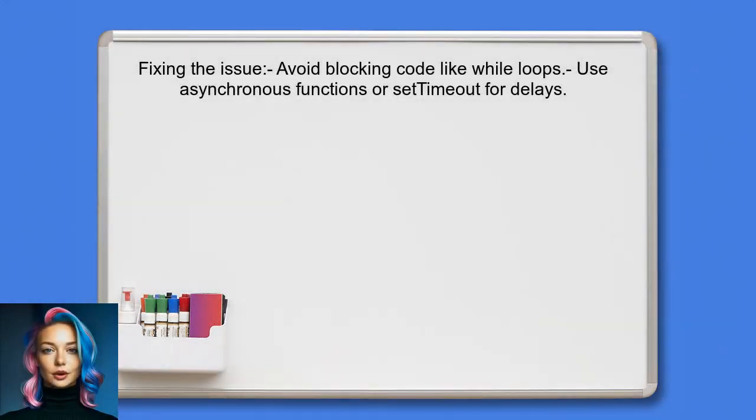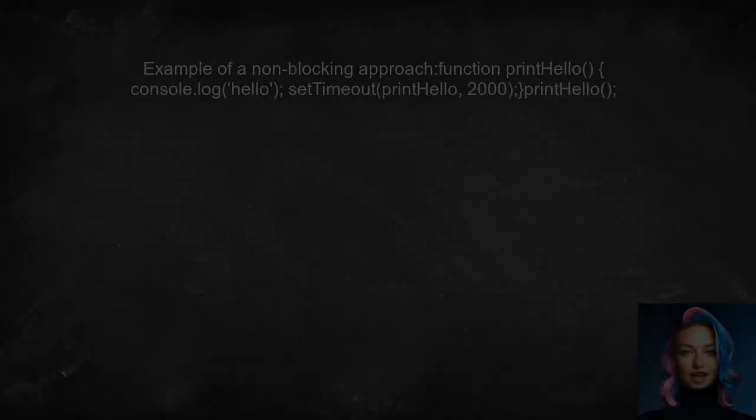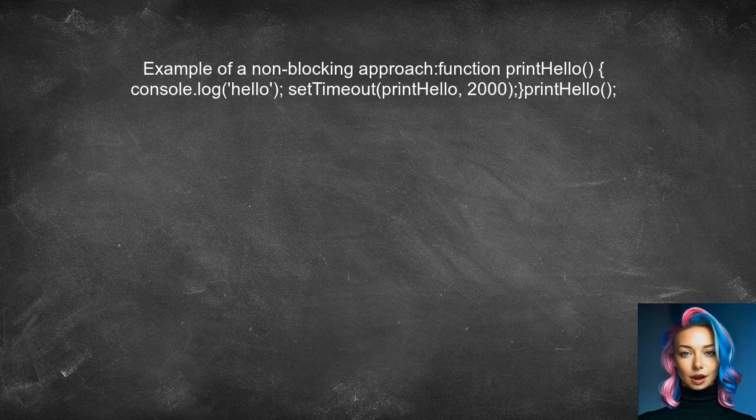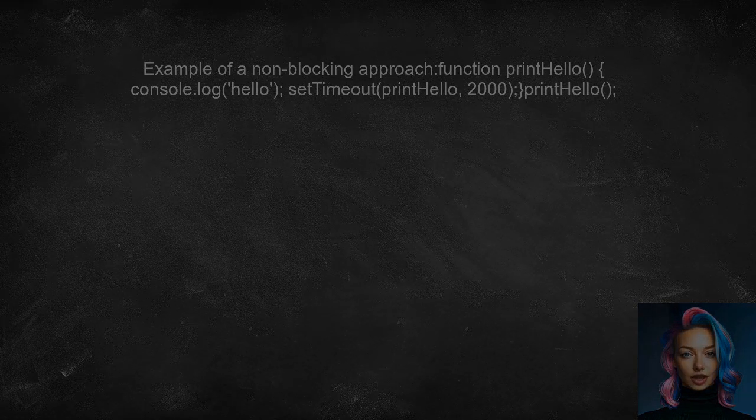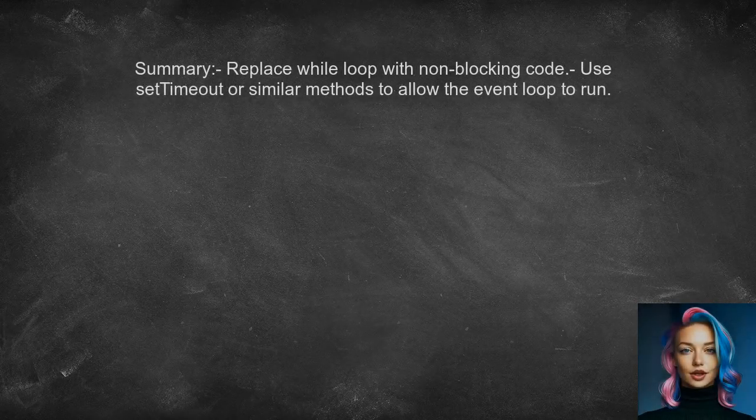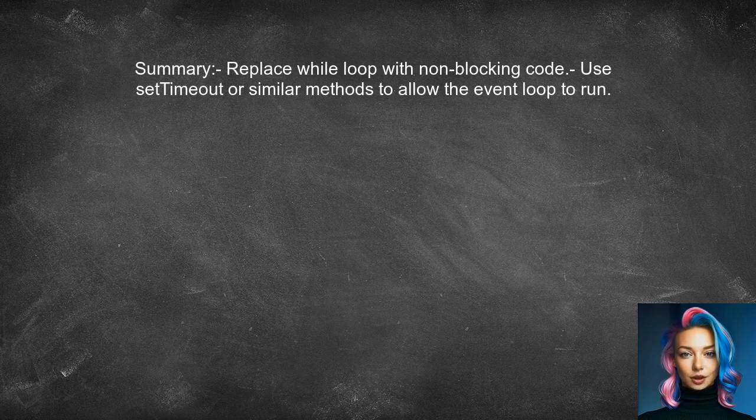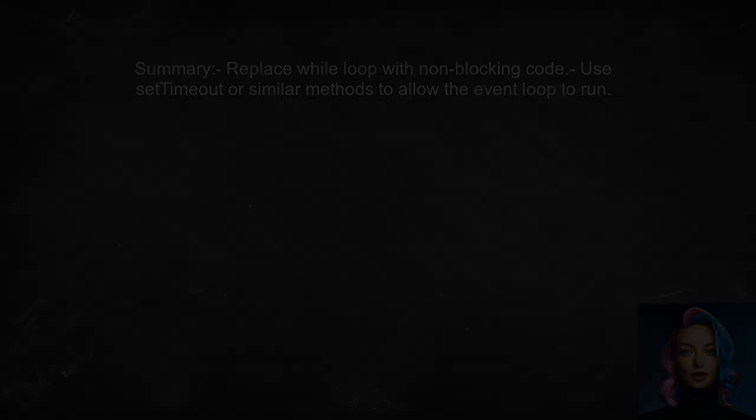To fix this issue, the user should avoid using a blocking while loop. Instead, they can use asynchronous functions or setTimeout to create a delay without blocking the event loop. For example, instead of a while loop, the user can use a function that calls itself with a delay. This way, the event loop remains free to handle other tasks. In summary, the user should replace the while loop with a non-blocking approach to allow the event loop to function properly and print hello every 2 seconds.